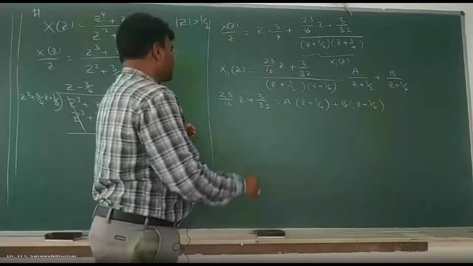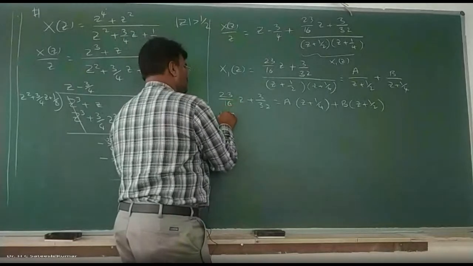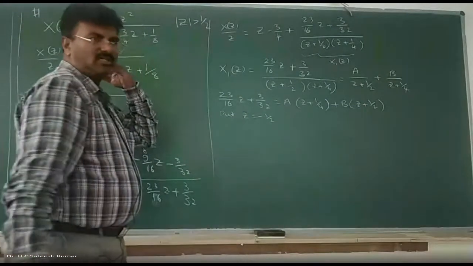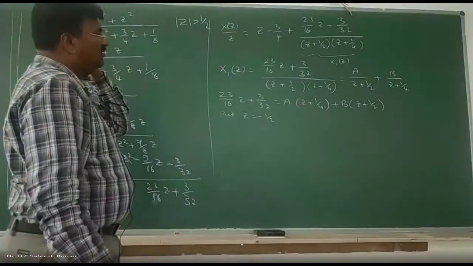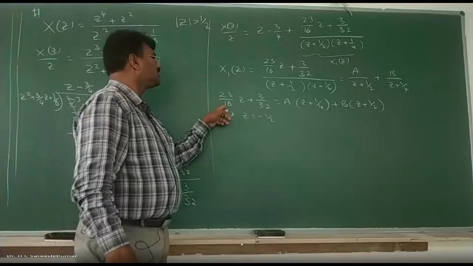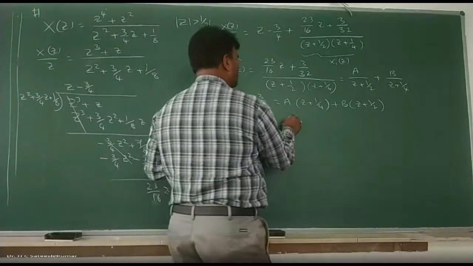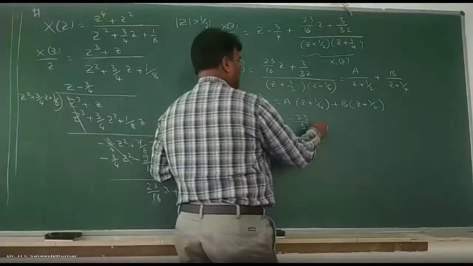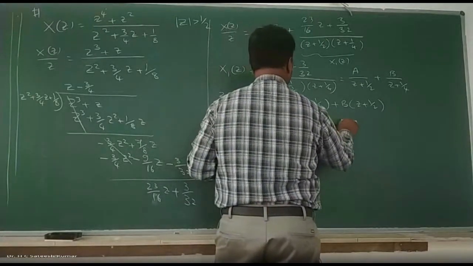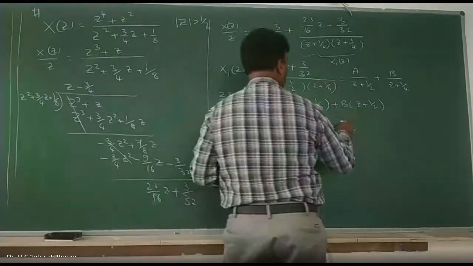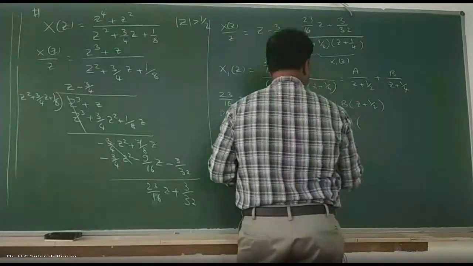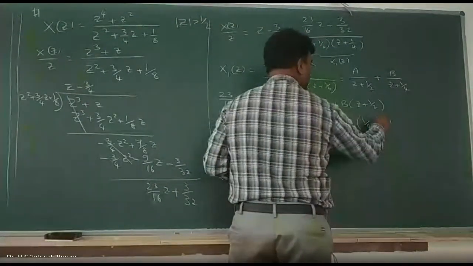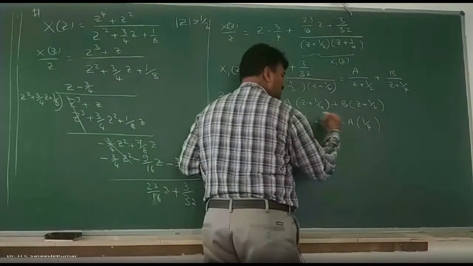Okay, put z is equal to minus half. If you put z is equal to minus half, what will you get? Minus 23 by 32 and plus 3 by 32 is equal to A into, what will you get? Minus half plus 1 by 4 is minus 1 by 4. So this you divide first. Before taking the LCM itself, we can cancel out.